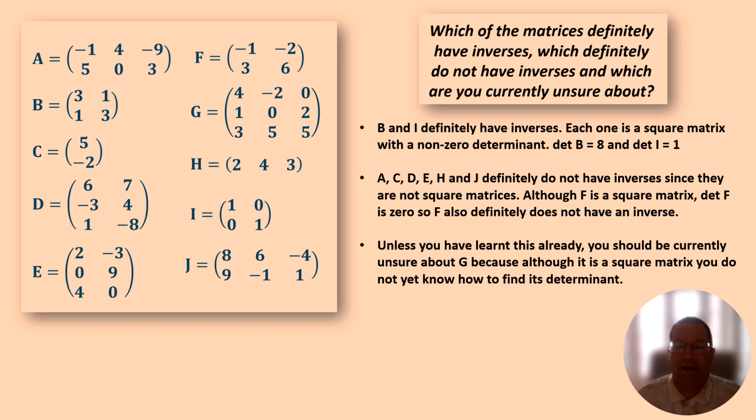B and I definitely have inverses. They're both square matrices with a non-zero determinant. The determinant of B is 8 and the determinant of I is 1. A, C, D, E, H and J definitely do not have inverses since they're not square matrices. And although F is a square matrix, the determinant of F is 0, so it also does not have an inverse. And unless you've learnt this already, you should be currently unsure about G, because although it's a square matrix, we don't yet know how to find the determinant of a 3 by 3.